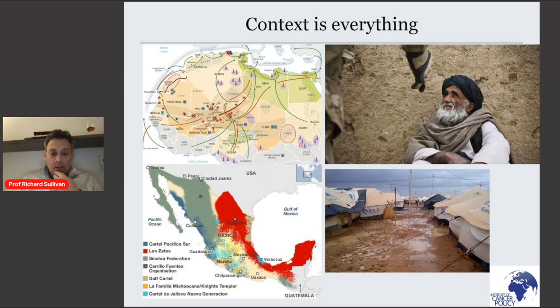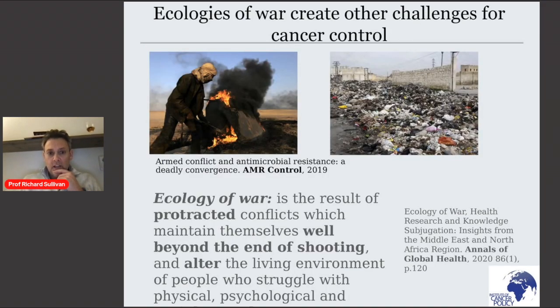And our colleagues out in Mexico, for example, describe huge impact of these narco wars in terms of movement of patients and also the security of the healthcare professionals. So the context defines really what we can and cannot do within cancer and palliative care. And more broadly as well, one of the other things that war creates is other major challenges.